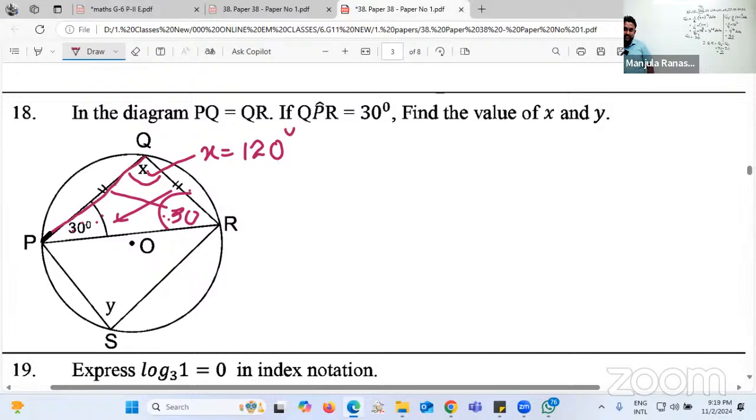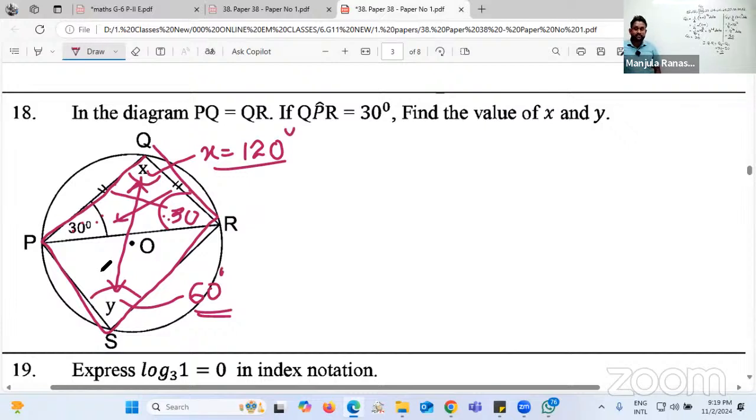Now you can see that this is a cyclic quadrilateral, PSRQ. So the opposite angles add up to 180. If that is X, 120, the opposite is Y, then that shall be the balance of 180, that is 60 degrees. That is the Y value. X is 120, Y is 60 degrees. Okay, mark it. That's question number 18.